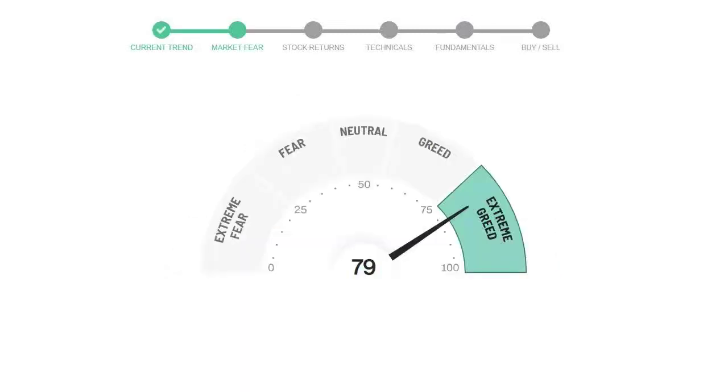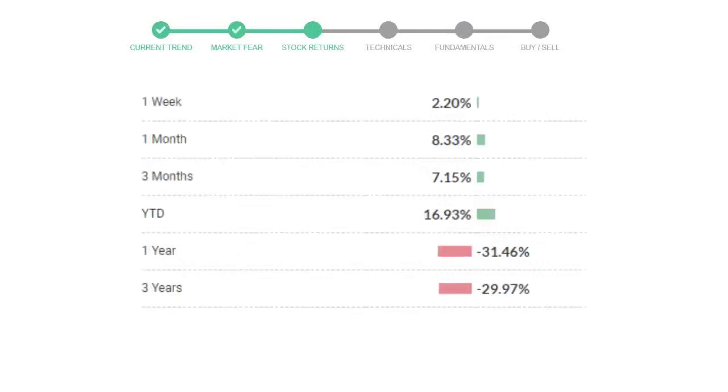Today's market fear and greed index is 79, which is indicating extremely greedy emotion in the public sentiment. We usually look at this indicator to make our buy or sell decisions better. PYPL gave 2.20% returns in the last week, 8.33% in the last 30 days, and 3 months' returns are 7.15%.